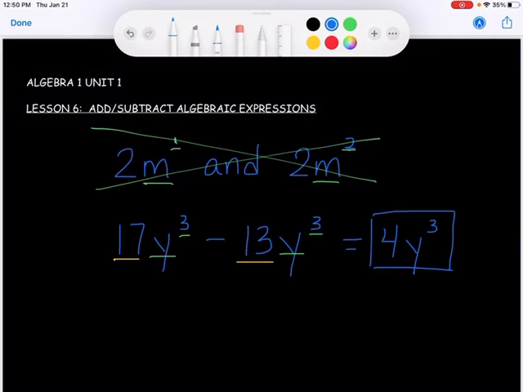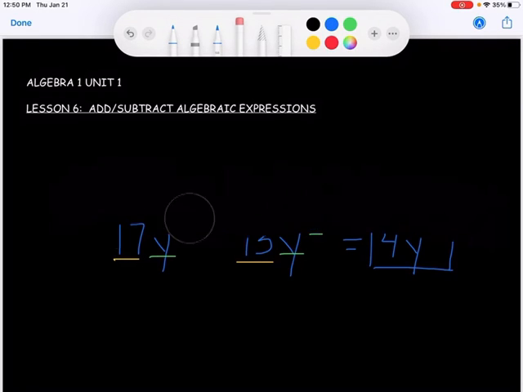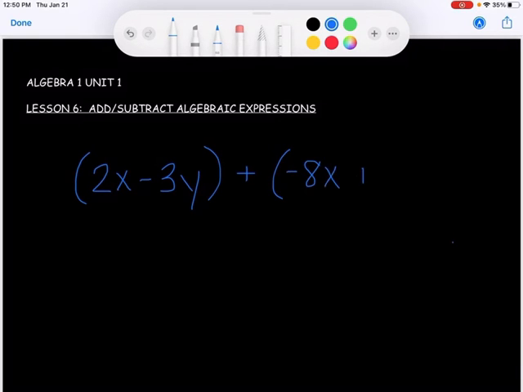Again, to add or subtract algebraic expressions, you have to combine like terms, and like terms are values that have the same variable raised to the same power. So let me do one more example. Let's say we have 2x minus 3y plus negative 8x plus y. Okay, so we want to combine like terms.